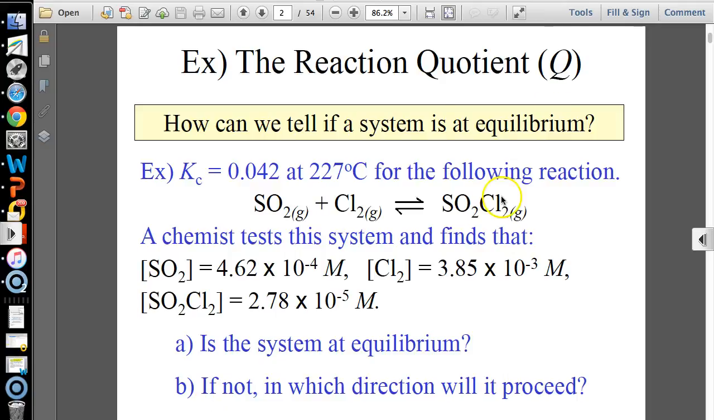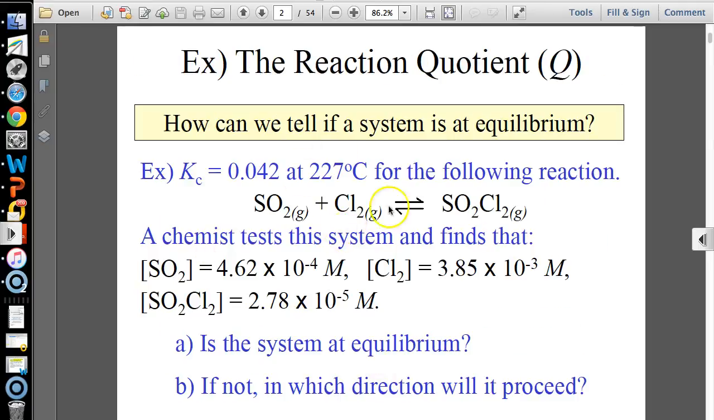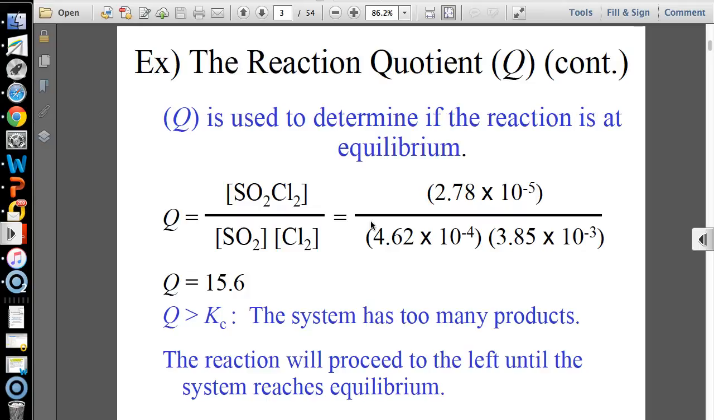Okay? So let's look at their way of doing this. Notice from the reaction, which you have on your paper, my product is SO2Cl2. So this goes on top because it's a gas, so I can write it in there. And the concentrations of these will go on the bottom. There's no coefficients, so they don't have any powers. So there's my product, there's my two reactants. These are the concentrations that they gave me on the last slide. You fill that in and push the buttons on your calculator, and you find that Q is equal to 15.6.